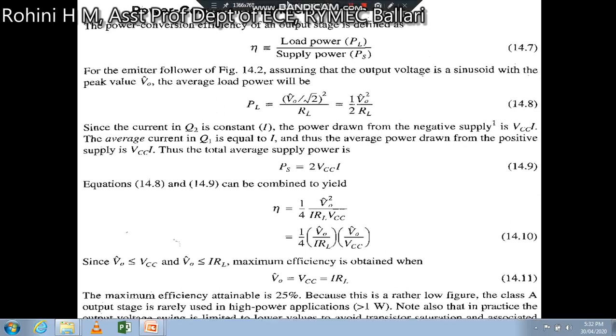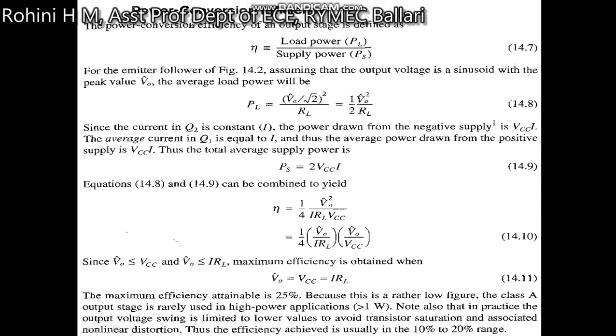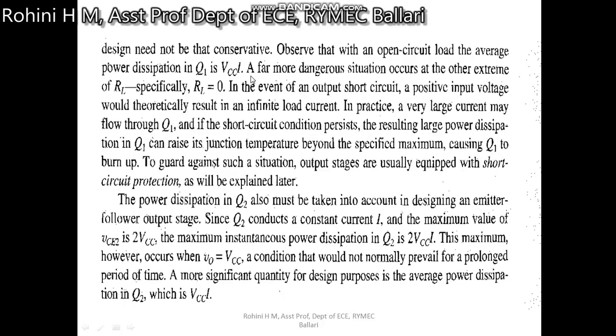Now the next topic is power conversion efficiency. The power conversion efficiency of an output stage is defined as the load power divided by the supply power, so therefore it is PL divided by PS. For the emitter follower circuit shown in Figure 14.2, assuming that the output voltage is sinusoidal with a peak value of V0, the average load power will be, so we observe the 14.2 diagram.